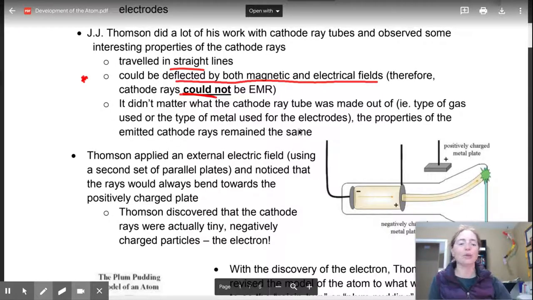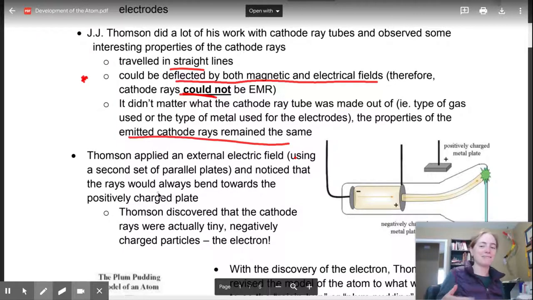They did a whole bunch of different tests, and it didn't matter what the tube was made out of. It didn't matter the type of glass, or the type of metal for the electrodes. The properties were identical. What that was telling him is, first of all, it's not light. It's not EMR, so it could be a particle. It doesn't matter what the gas or the metals are, he's still getting this cathode ray. So he was able to interpret that maybe whatever this cathode ray is, it's found universally.